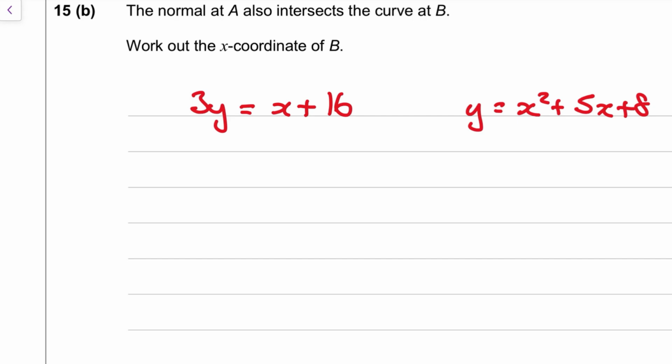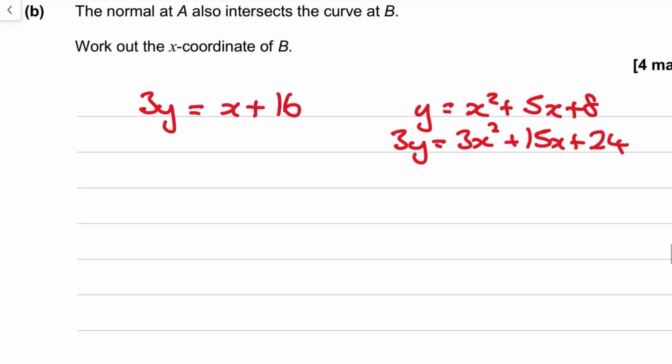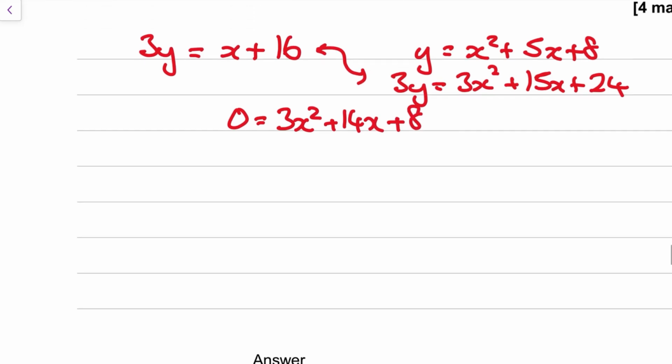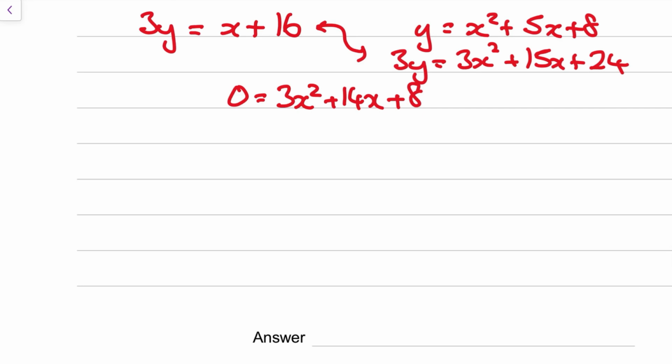Now, the difficult way is I divide everything by 3 and put it into the other equation. The easier way is I'm going to multiply the equation on the right by 3. So 3y equals 3x squared plus 15x plus 24. Then this is equal to this, which means 0 equals 3x squared plus 14x plus 8, taking x from both sides and 16 from both sides. I don't think I can factorize this, so let's do the quadratic formula, it's safer.